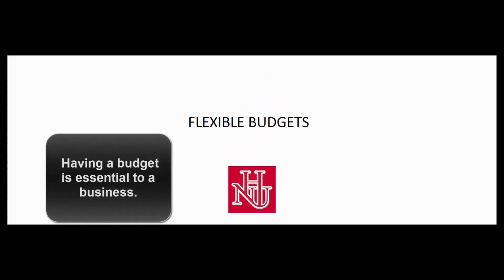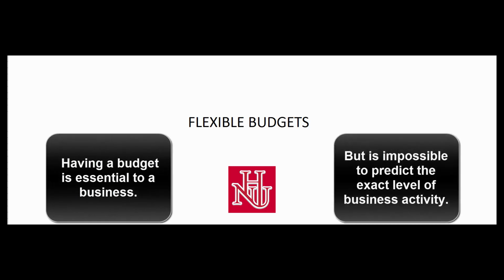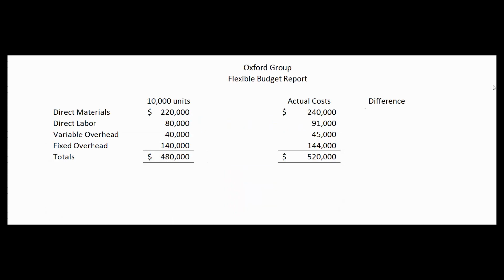Having a budget is essential to a business, but things don't always turn out the way that we plan. A static budget just budgets our resources at one level of production. A flexible budget recognizes the fact that we may have more production or less production than anticipated. They're hard to read about, but they really aren't that complicated.